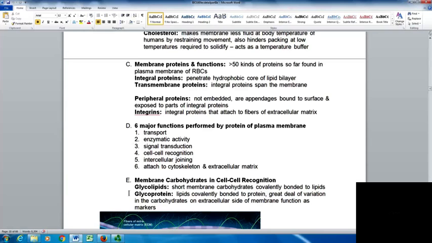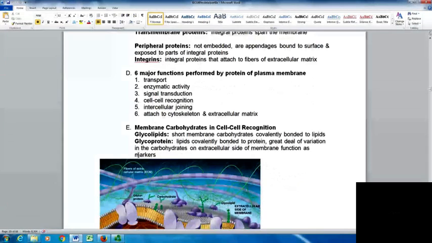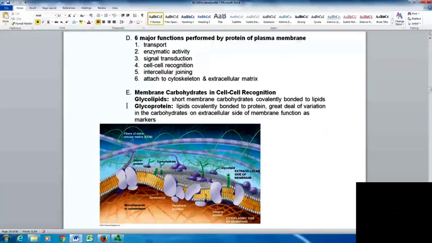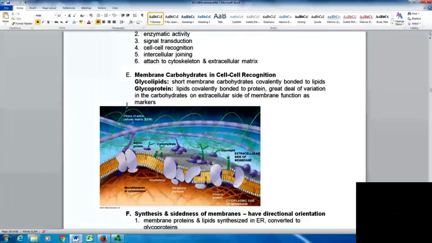When we look at cell-to-cell recognition, we have glycolipids, which are short membrane carbohydrates covalently bonded to lipids, and glycoproteins, which are carbohydrates covalently bonded to proteins. There is a great deal of variation in the carbohydrates on the extracellular side, and these can function as markers. You have markers that identify what type of cell it is. You can have markers that will even identify your cells as an individual, unique from any other human.